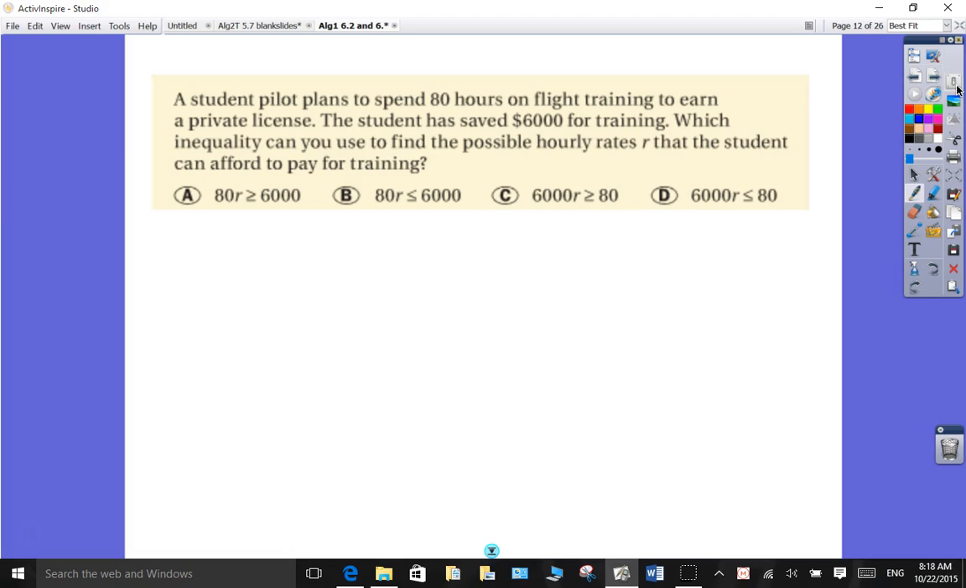Yeah, I mean 6,000 is the limit of how much could be spent, right? You can't spend 6,001 because you don't have it saved up. So it's definitely got to be a less than or equal to 6,000. At that point, there's only one of them that could work, right? B. But he's going to do 80 hours times some hourly rate, which you don't know. So you set that up. 80 times the hourly rate. It's got to be less than 6,000. Now you can go out and start making phone calls and see how much people charge. So B is the right answer.